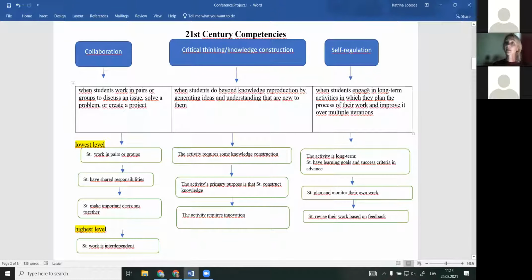And finally, talking about self-regulation, again, activity should be a long-term activity, and students are introduced with the success criteria in advance. Students learn how to plan and monitor their own work, and the highest level of this competence is when students are able to improve their work based on feedback. It could be from the teachers and from the classmates as well.